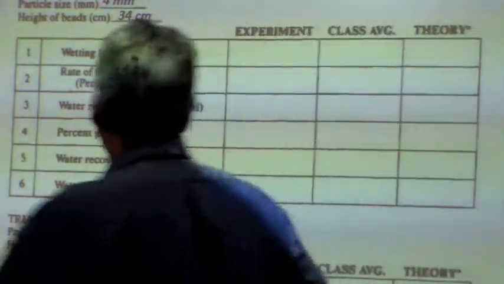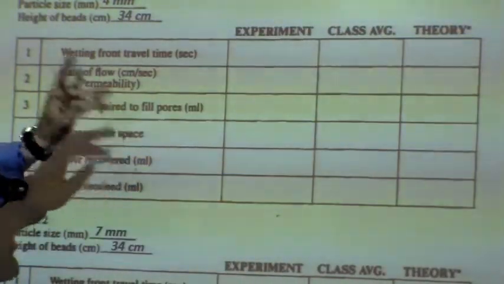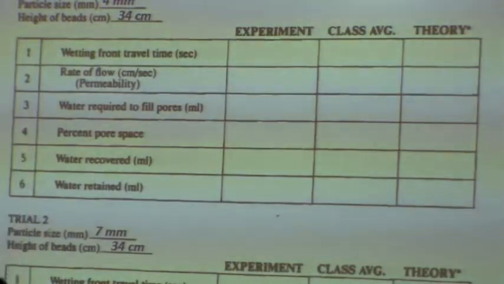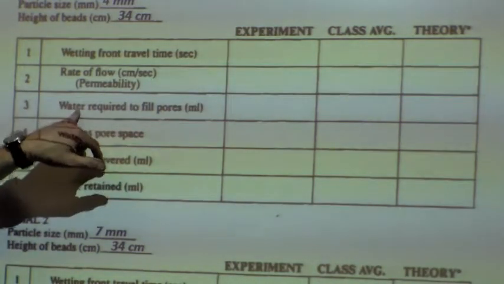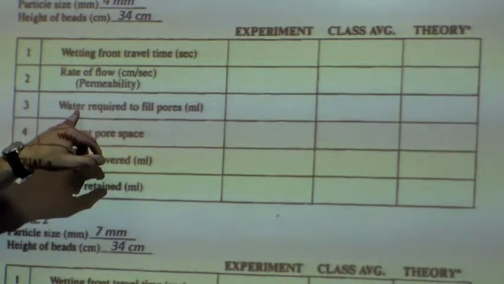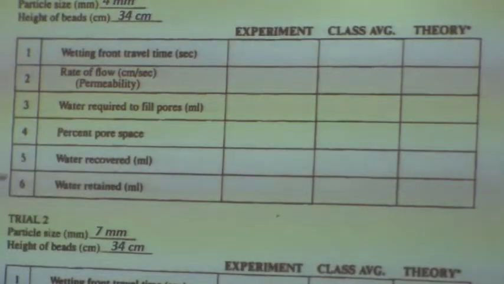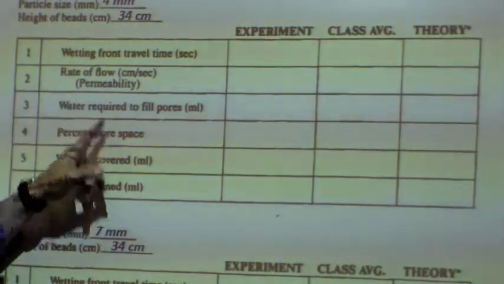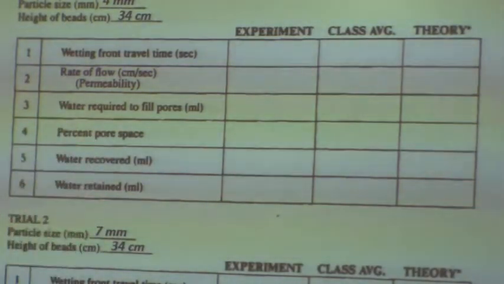The second thing we're going to figure out is how much water is required to fill those pores. Now again, what are those pores presently filled with? And the answer is? Air. So that really, number 3, what are we really measuring? Porosity. Okay, so a simple calculation from 3 will give us 4.